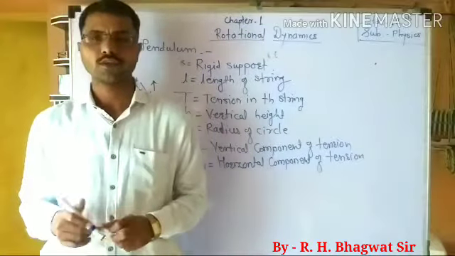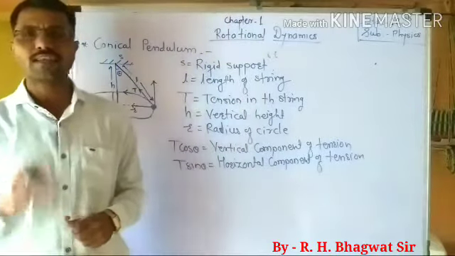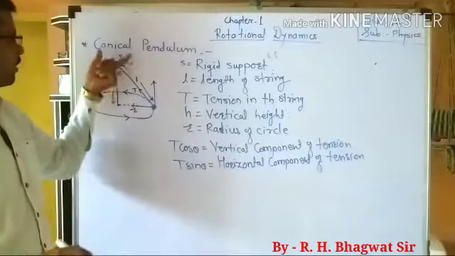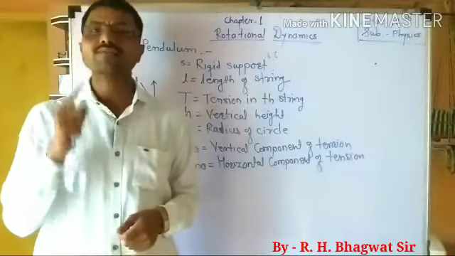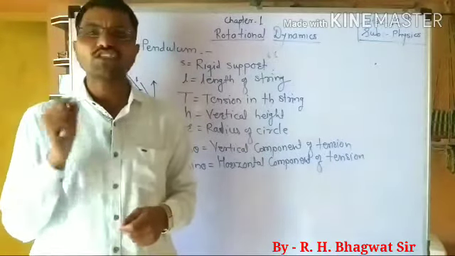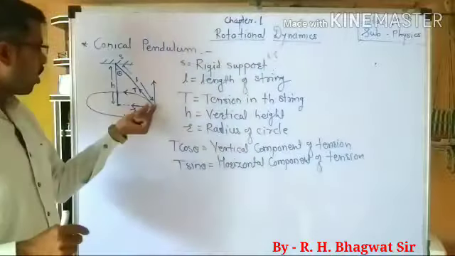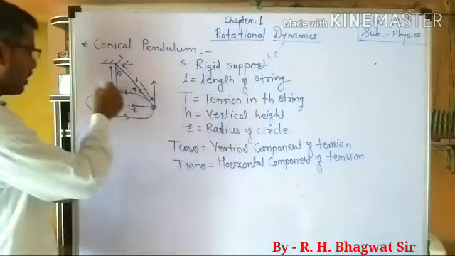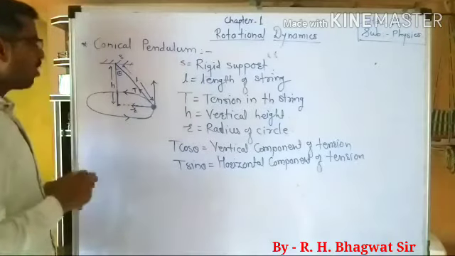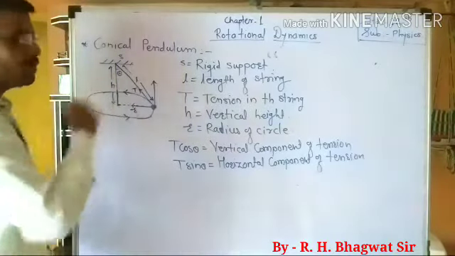Hello students. Now we are going to start the next topic, that is conical pendulum. A conical pendulum is a simple pendulum in which the motion is such that the bob of this simple pendulum describes circular motion while the string of this simple pendulum describes a cone.